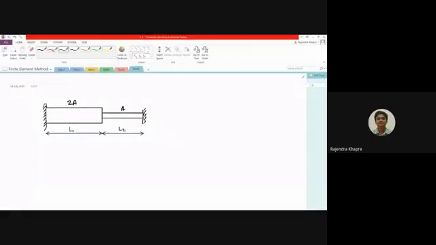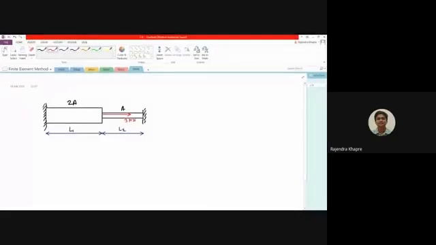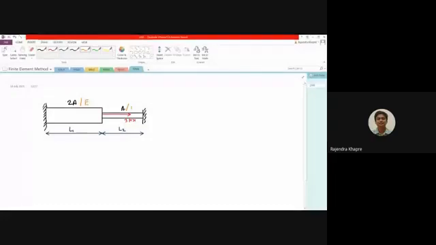Just for numerical values, let me take a load which is acting at the center over here, and its value is, let us say, 3 kilonewton. Now in this particular question, I am assuming the value of elasticity is constant for both sections. Only the cross section area is changed. If E is also changed, then also you can solve the problem accordingly, right?